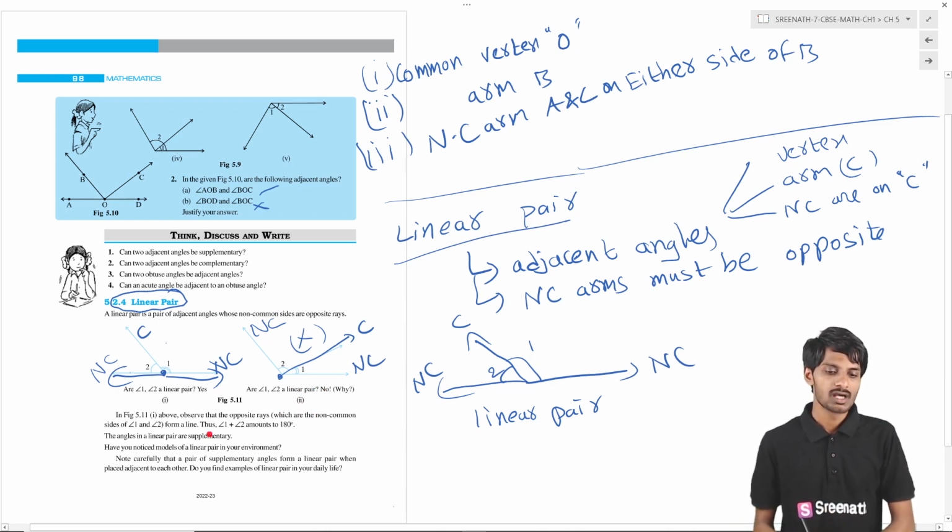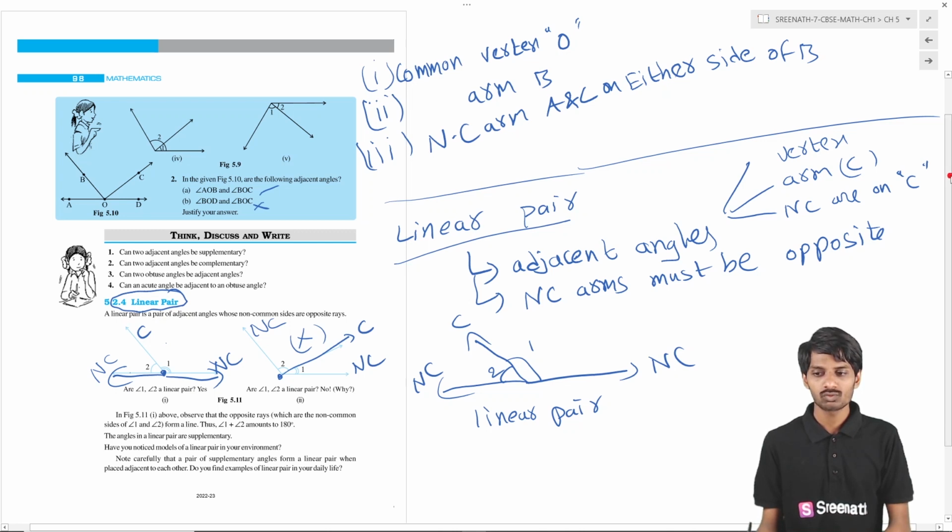Observe that the opposite rays, which are the non-common sides of angle 1 and angle 2, form a line. Thus angle 1 plus angle 2 amounts to 180 degrees. So here angle 1 and angle 2 give rise to 180 degrees, students.